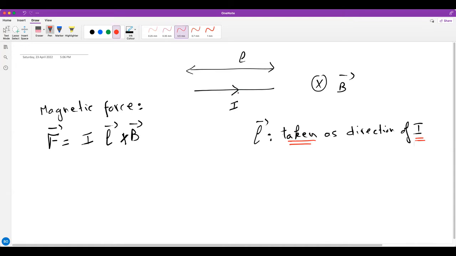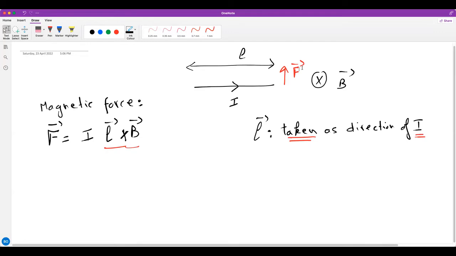So the direction of the force is L cross B, and since the direction of L is taken as the direction of the current, it's clear that the force will be upward. Okay, let's give an example. This is a very important concept that is used a lot in electrical engineering, especially in power systems.